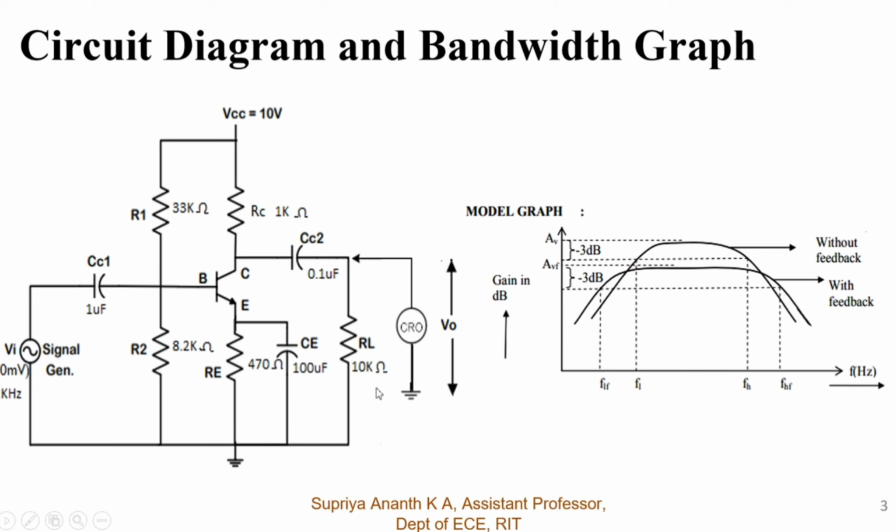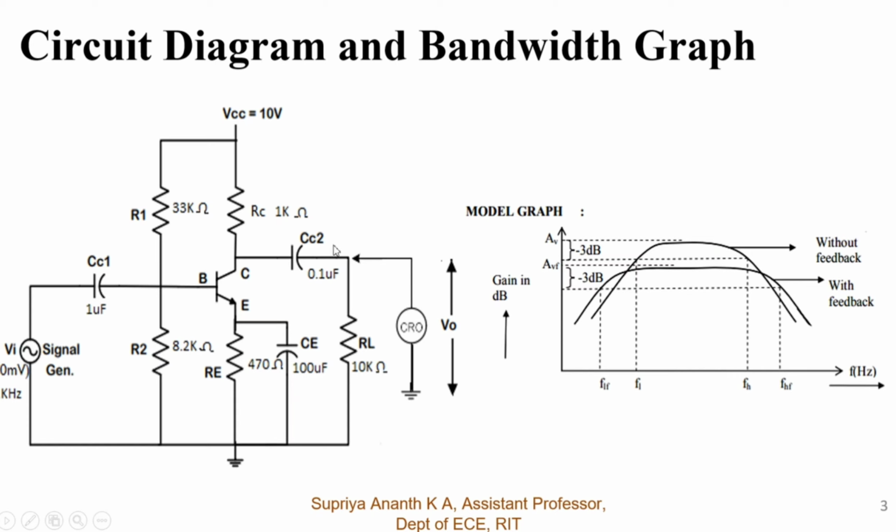By varying the frequency, you go on increasing the frequency from 100 hertz up to 3 megahertz. Take the readings at 100 hertz, 200 hertz, 300 hertz, then raise it to 100 kilohertz and megahertz. Take the readings up to 3 megahertz and plot the graph. Once the graph is plotted for both with and without feedback, you will get a graph like this, which will then be used to calculate the bandwidth.